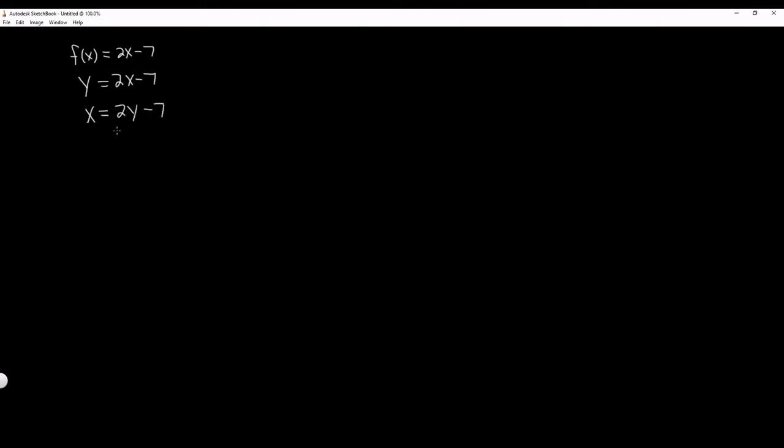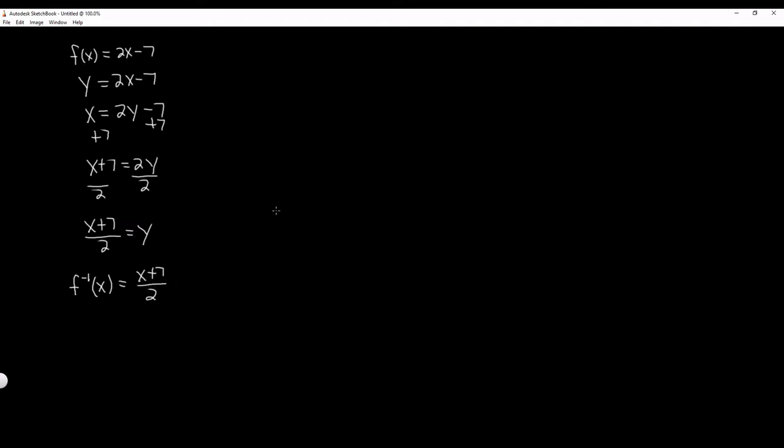And then from here, all you do is solve for y. So we will add 7 to both sides, and we will get x plus 7 is equal to 2y. And then from here, all we have to do is divide by 2. And we get x plus 7 divided by 2 is equal to y. And then the correct way to write this is the inverse function of x is equal to x plus 7 divided by 2.